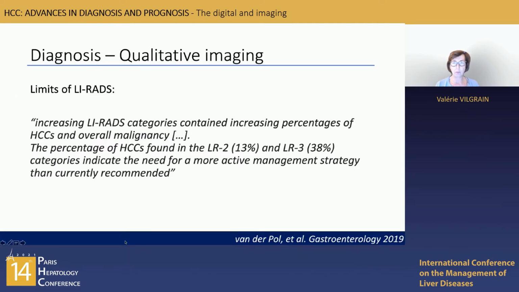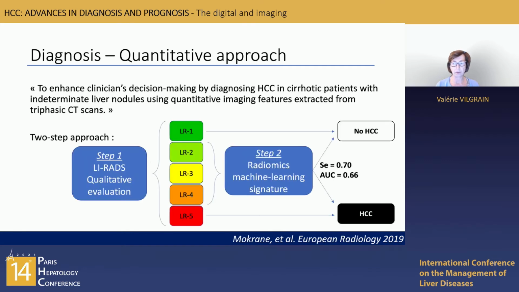Yet the problem we have with the LIRADS is we still have some percentage which is not so low of HCC found in LIRADS 2, unlikely to have HCC, and LIRADS 3. So the question is, how can we optimize and increase the diagnostic performance?